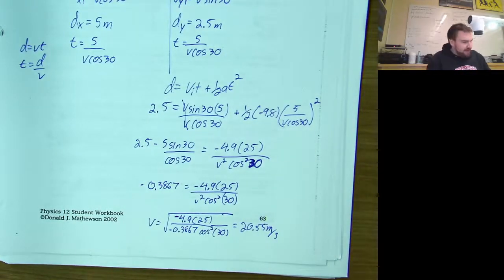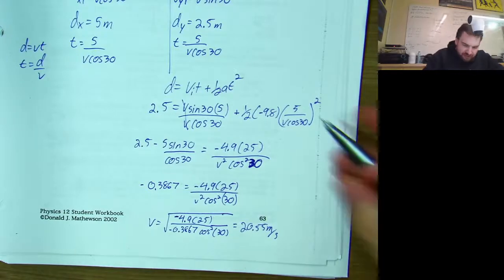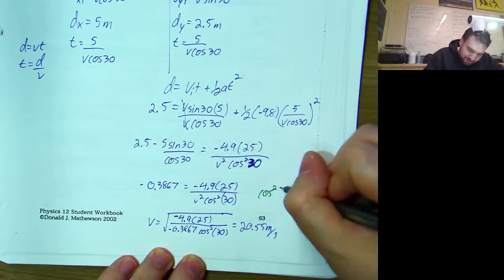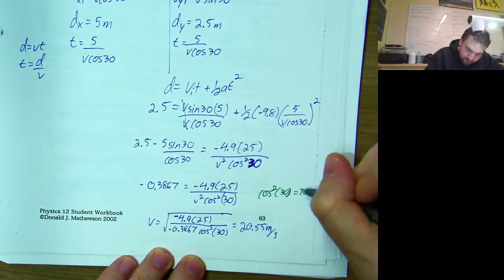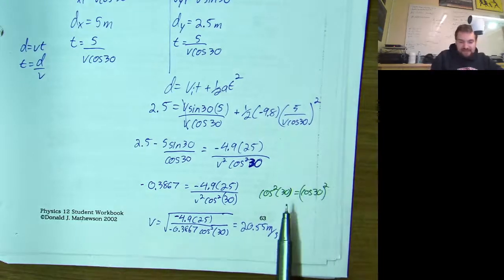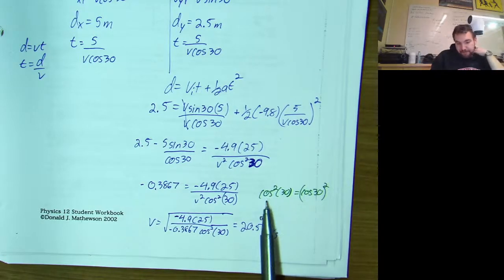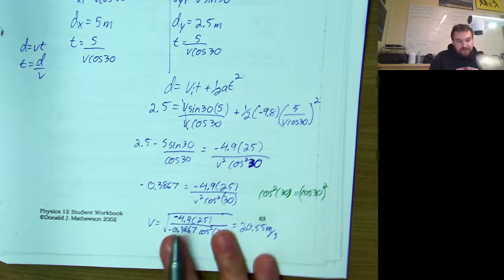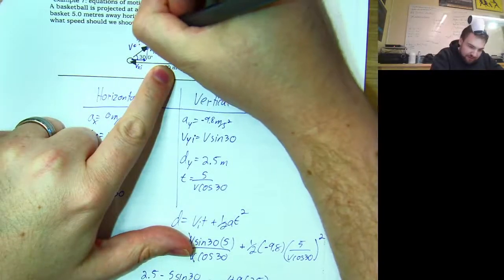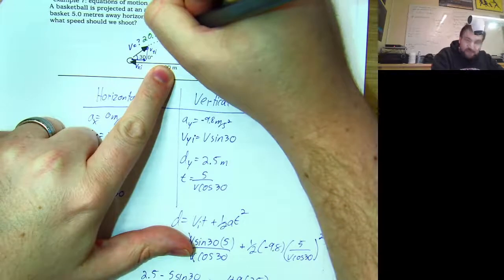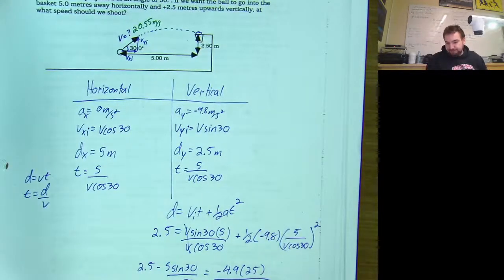And maybe I should write in here, this is just notation. Sometimes there's questions about it. Cos squared 30 is just the same as cos of 30 all squared. This is just how it gets written. But there it is. How fast should you shoot a basketball? If this is what you want to do, the initial velocity should be 20.55 meters per second. You're done. Good luck. This is the last example.